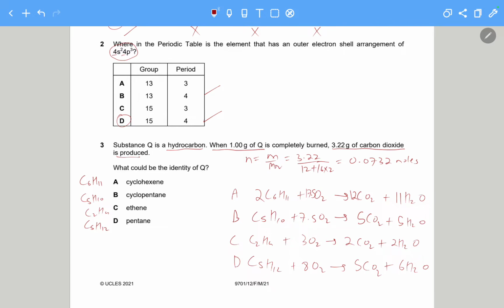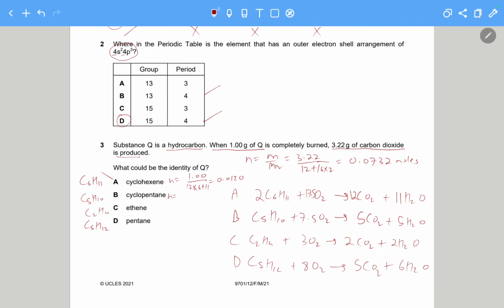So if we have 0.0732 moles of carbon dioxide, then if you look at the balanced equations, we'll have the ratios of the hydrocarbon to that of CO2. So for A, 2 moles of C6H11, which is cyclohexene, produce 12 moles of CO2. And this means that there's a 1:6 ratio between the hydrocarbon and CO2. And if we calculate the number of moles of cyclohexene, n is equal to 1.00 over 12 into 6 plus 11, and this is 0.0120. If we multiply this by 6, we'll get somewhere closer to 0.0732. Not exactly, but somewhere close. So A is a good candidate for the answer.